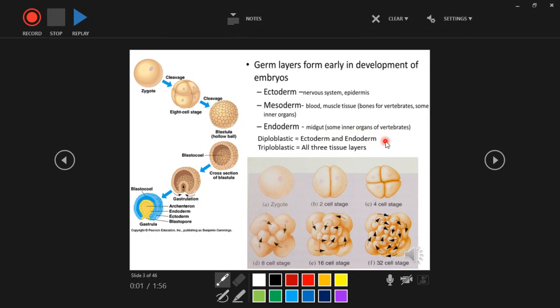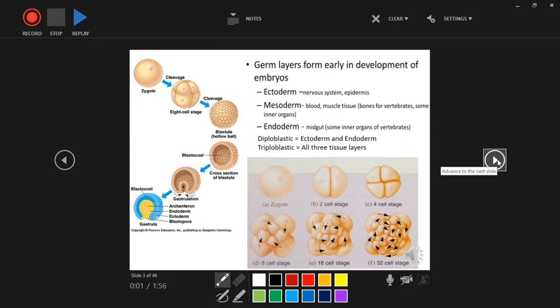However, the triploblastic animals will have all three germ layers, or all three tissue layers, which consist of the ectoderm, the mesoderm, and the endoderm. The ectoderm gives rise to the nervous system and epidermis, and the endoderm will give rise to the midgut and some inner organs of the vertebrates. If it's triploblastic, they'll have the additional germ layer called the mesoderm, which gives rise to the blood, muscle tissues, bones for vertebrates, and some inner organs.